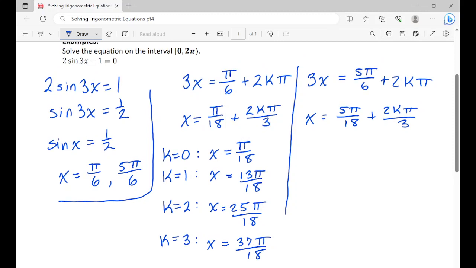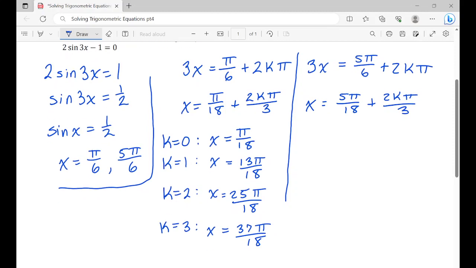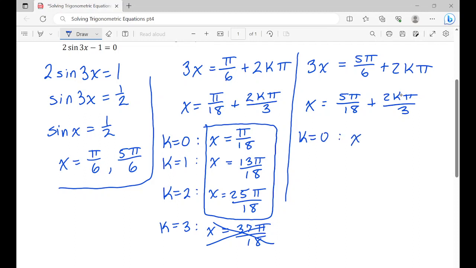Now 37 pi over 18 exceeds 2 pi. So I can actually just remove this and say that these three are the solutions for this part of it. Now I'm going to do the same thing for this side. Let k equal 0. And when I plug in 0 here, I'm going to end up with 5 pi over 18. Let k equal 1. Plug it in, I'm going to end up with 17 pi over 18.